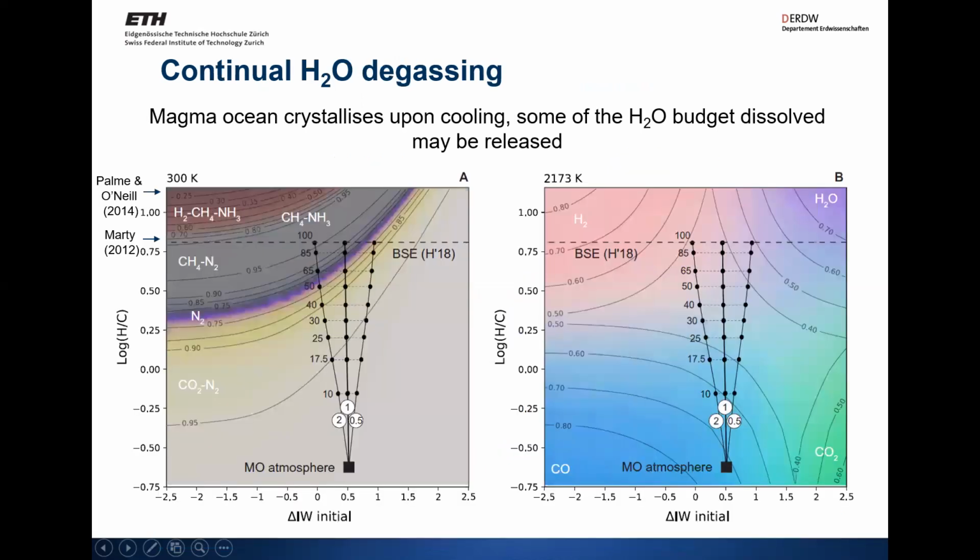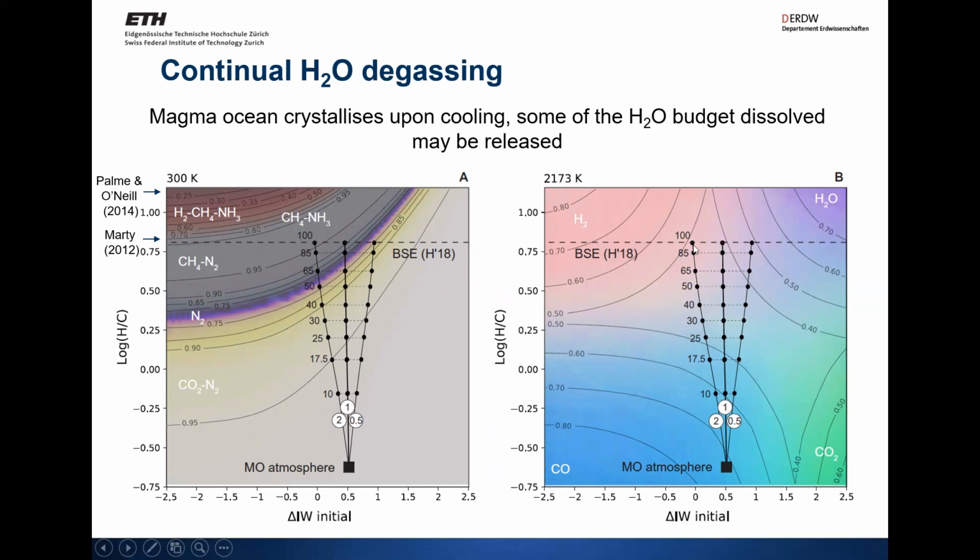We have a caveat here, that is, as the magma ocean cools and crystallizes, perhaps some of the water is expelled. And indeed, for our magma ocean atmosphere, we can compute the H on C ratio in equilibrium with the magma and the oxygen fugacity relative to this iron-wüstite buffer. And as I mentioned, it falls in the CO-CO2 field. But if we degas the potential water budget that was stored in the mantle, we can push it from a CO-CO2 regime into an H2-H2O regime, as shown here.